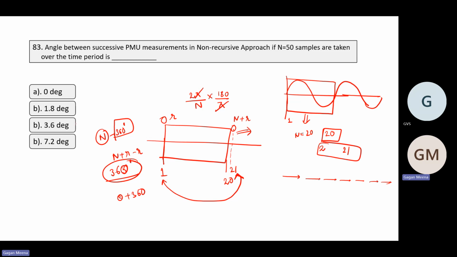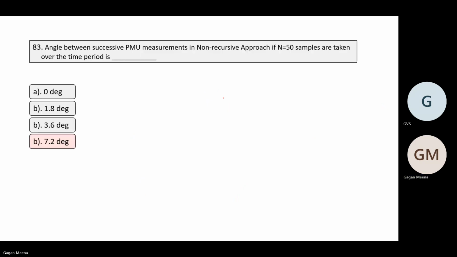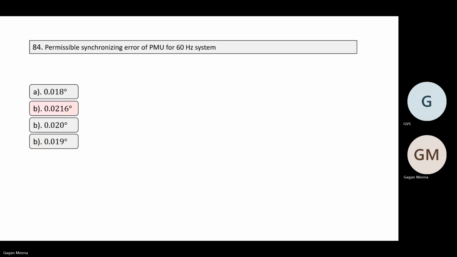Because other answers are quite far. Yes, but the correct one is this. So for recursive, we always have to do 360 degrees only. Okay. So this is also done.